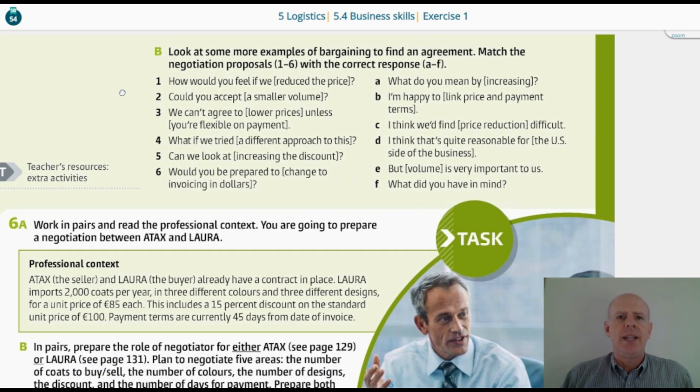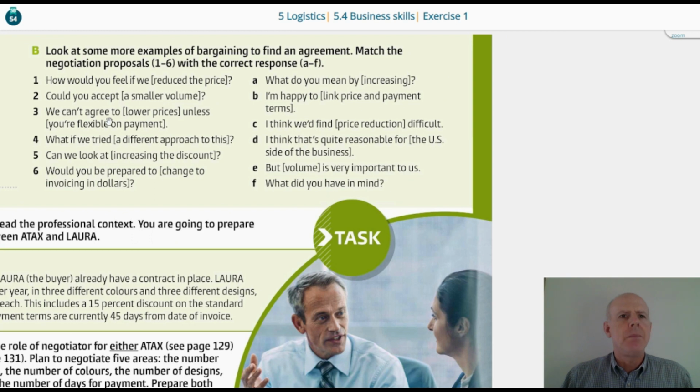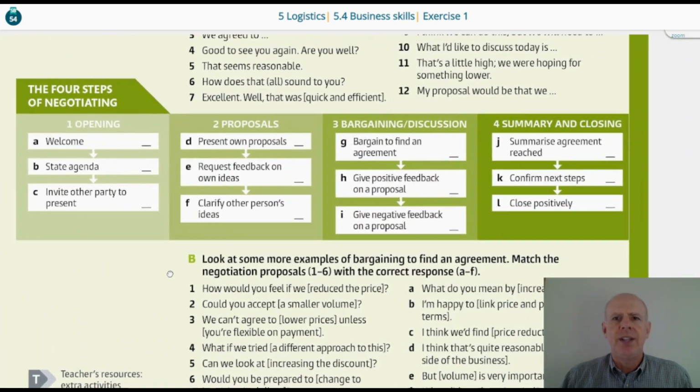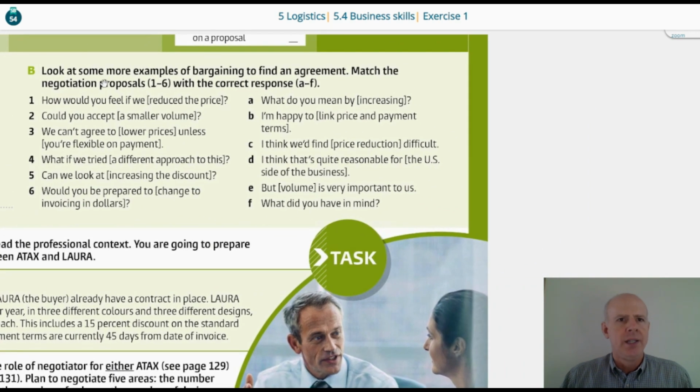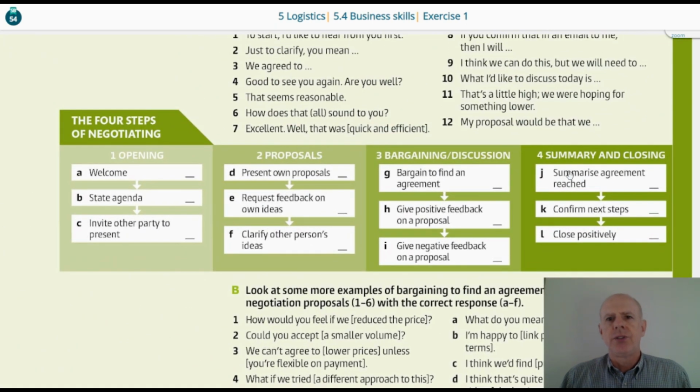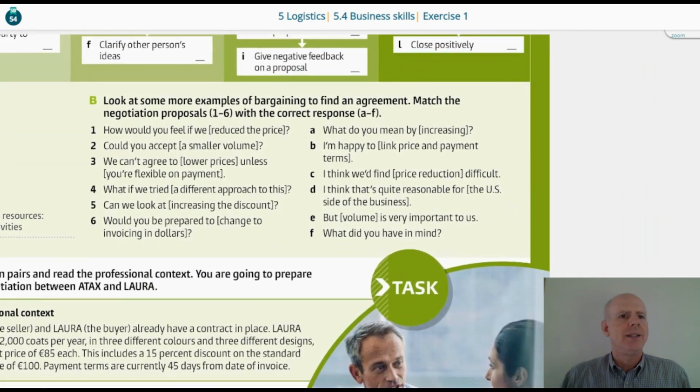After that, we have these here. Look at some more examples of bargaining to find an agreement. Match the negotiation proposals 1 to 6 with the correct response A to F. Look, we don't have here 12 sentences. We only have 6. Why? Because we are with examples of bargaining to find an agreement. We don't have here summarizing, confirming, closing, welcoming, stating the agenda. All right? So let's see the sentences.